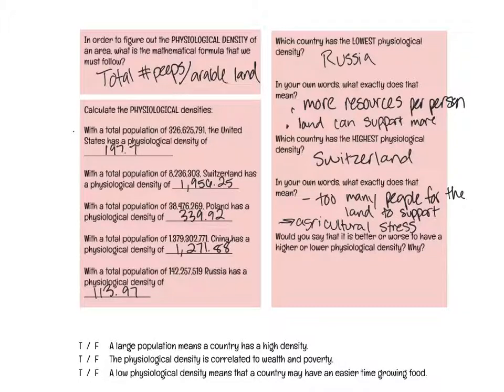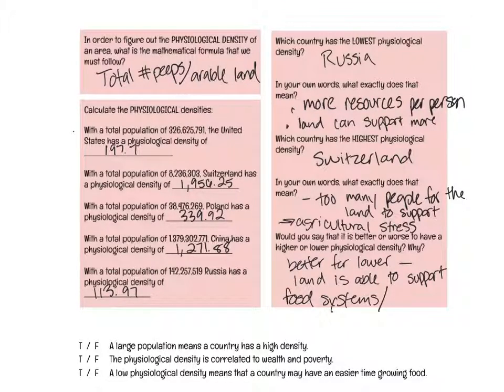Is it better or worse to have a higher or lower physiological density? Better for lower. Why? Enough food to sustain other resources for the person. So the land is able to support all of the people, to support the food systems and the demand of the people, right? Okay, so you want that number to be lower.